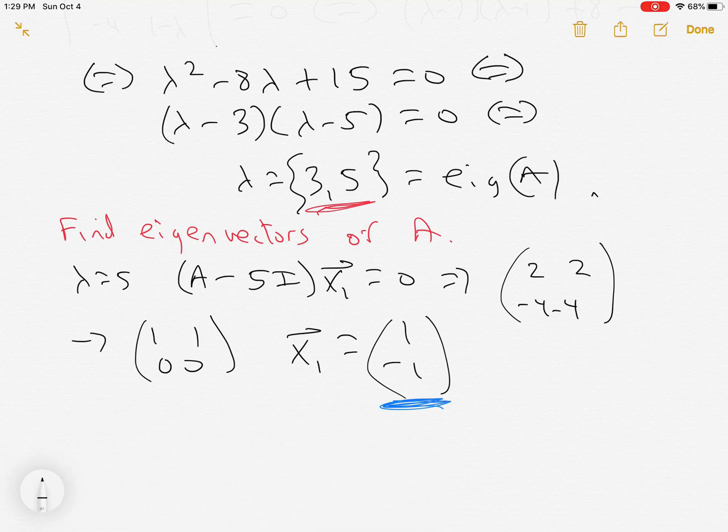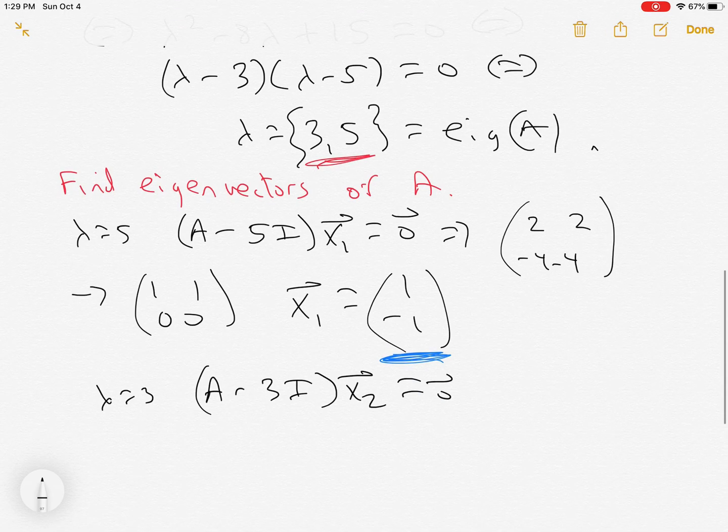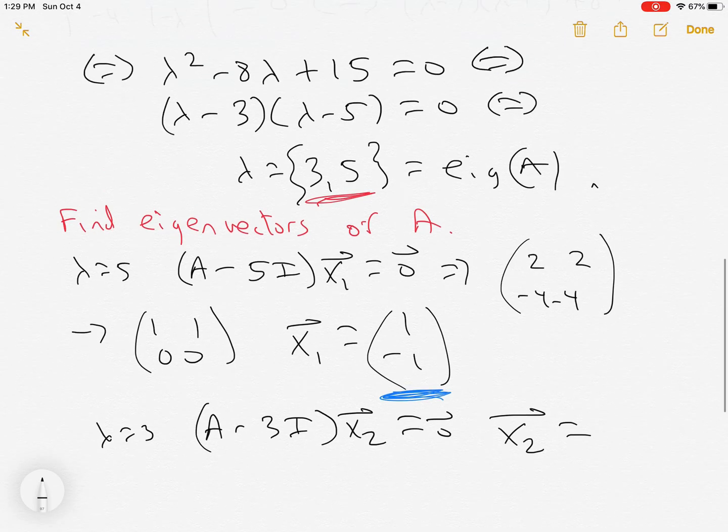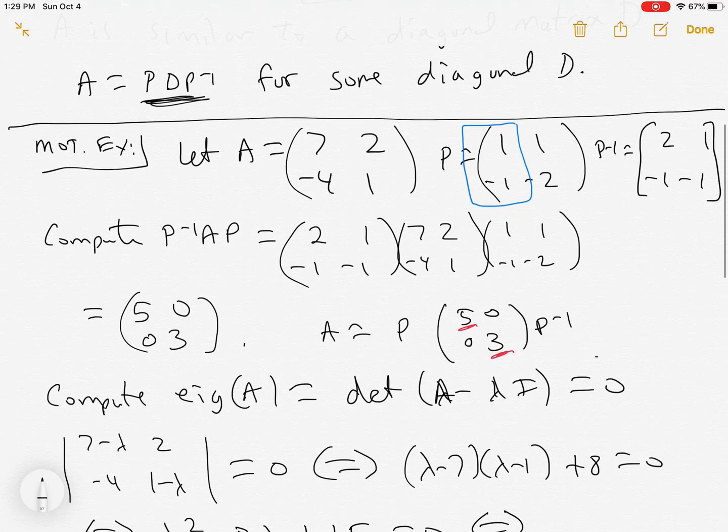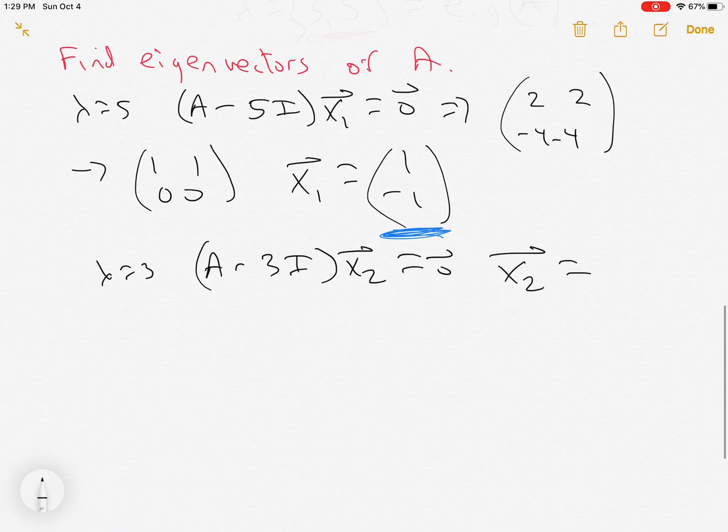Okay, so now let's let lambda equal 3. And we compute A minus 3I times x2 and set that equal to 0. With a little bit of work, you get that it's the second column of P, 1, minus 2.